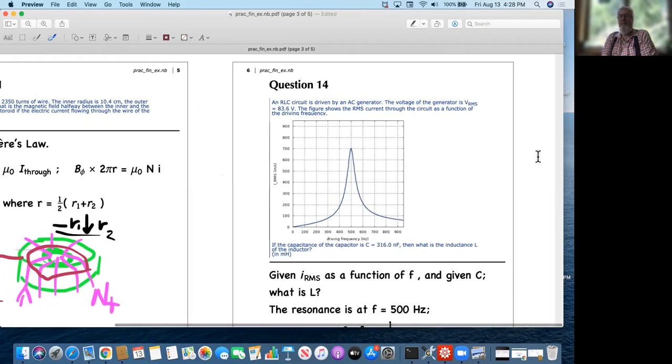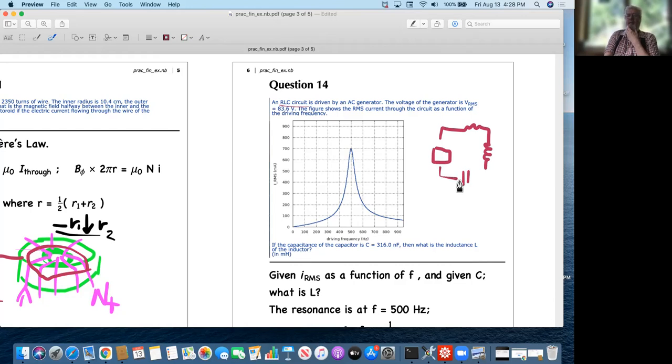Here's a little bit different problem. An RLC circuit with an AC generator. So you have this generator, and then you have a resistor, an inductor, and a capacitor. This is from the chapter on electromagnetic induction.